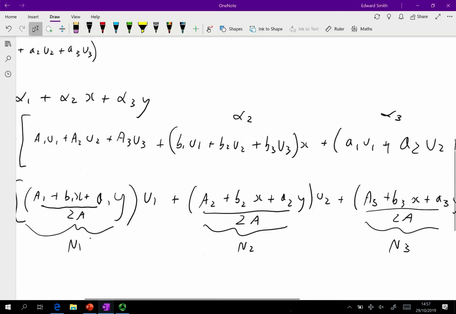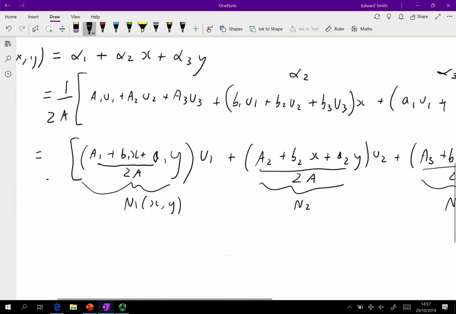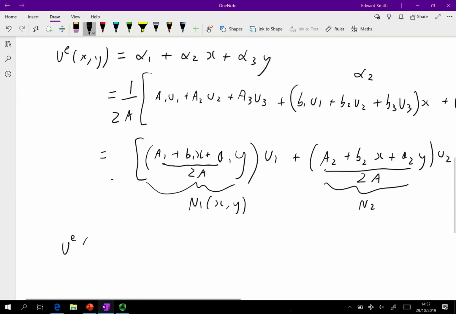And these now contain all of the xy dependence of our functions. This is the entire purpose of doing this process. It's an approximation, and it's called a constant strain triangle for reasons I'll show you in a sec. But essentially, all of the xy dependence is now contained in these shape functions, n1, n2, and n3.